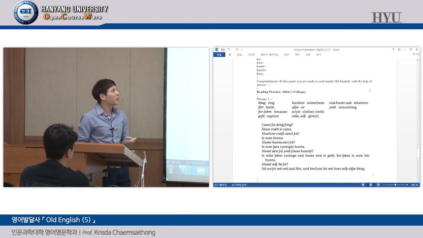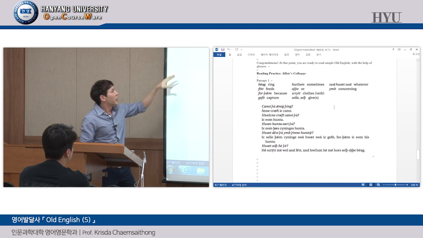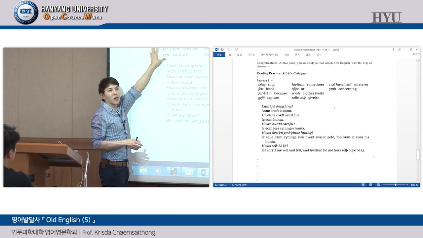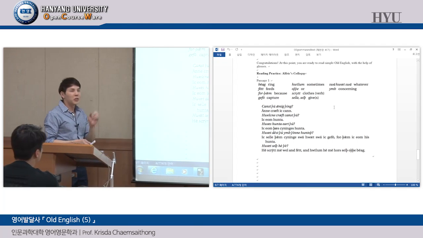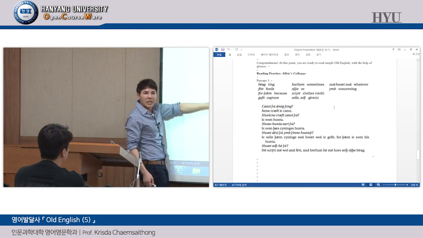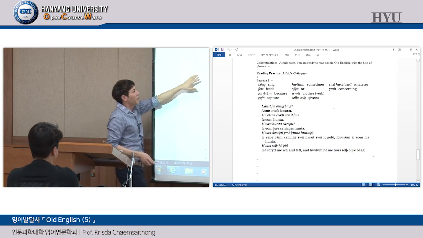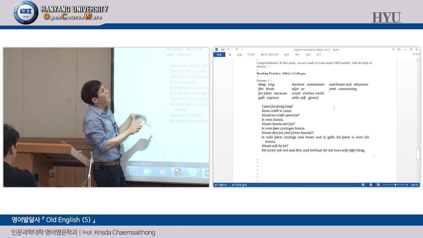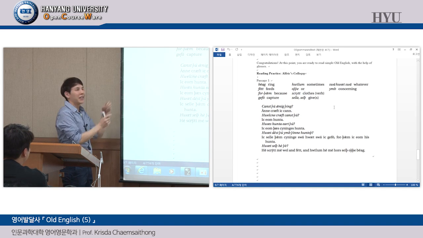At this point, you are ready to read simple Old English with glosses. So words that are difficult, I give you the glosses here. But you should be able to read easy Old English, like baby steps first, right? First line is here. This is what we call Alfred's colloquy. This is like a textbook that Old English people used to teach children. So we start with this, right?